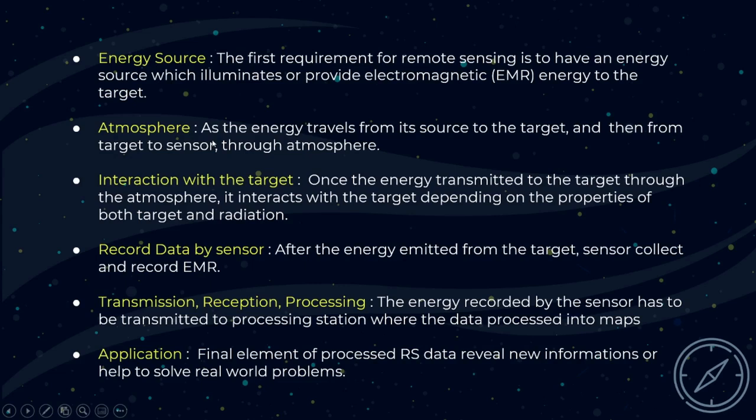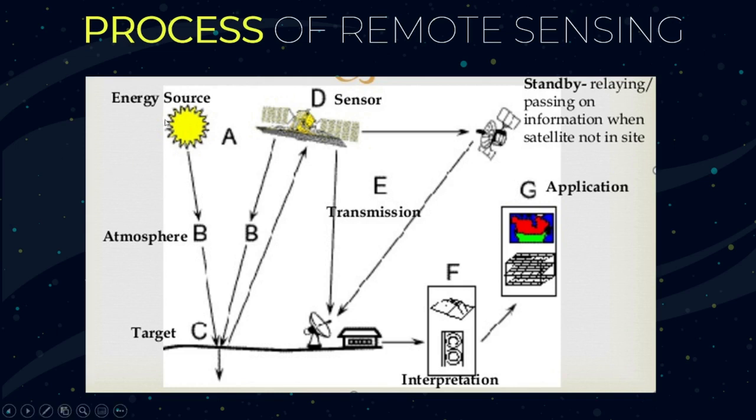Energy source. The first requirement for remote sensing is to have an energy source which illuminates or provides electromagnetic energy to the target. So the first requirement to have remote sensing is to have an energy source which produces electromagnetic radiation. Obviously, here it is the sun.